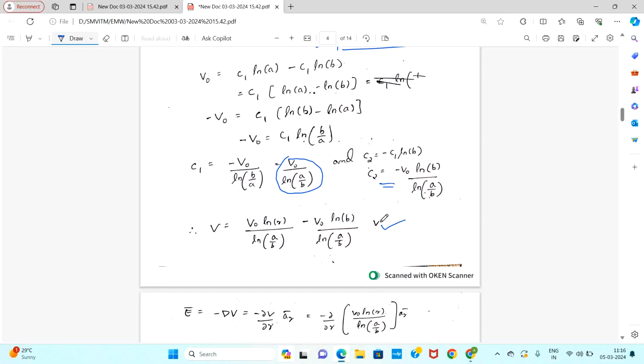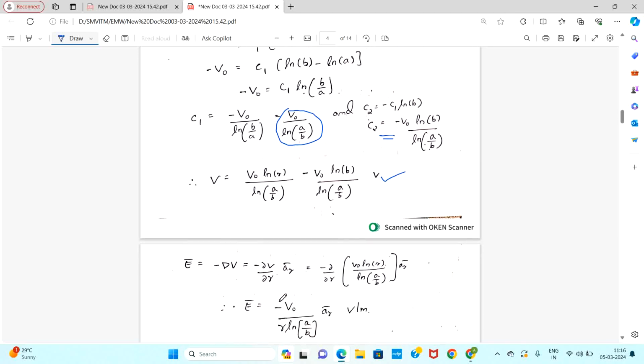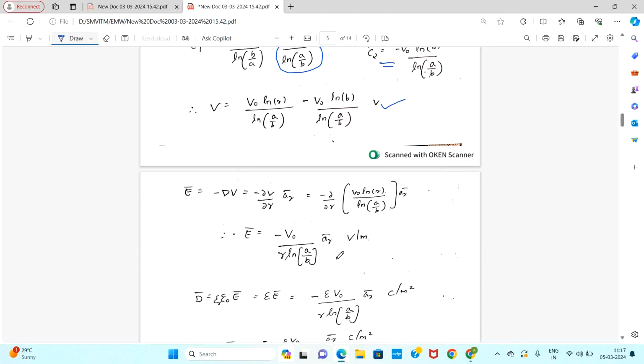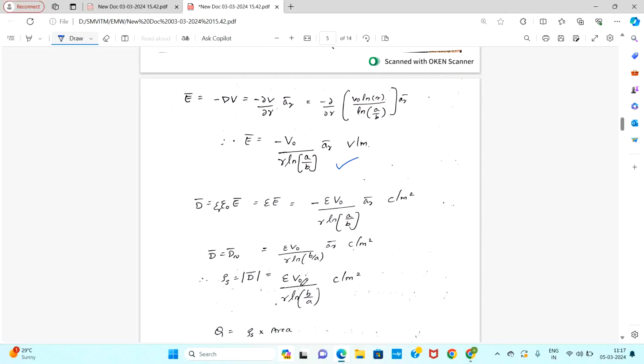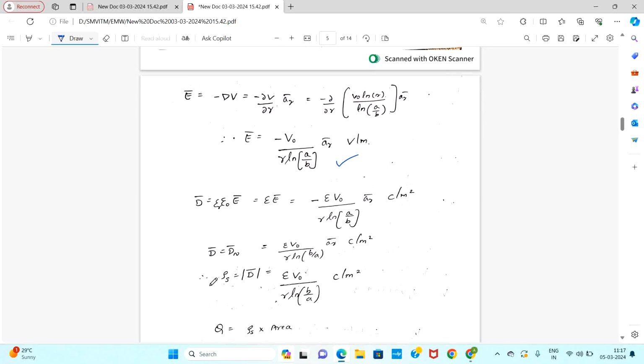Okay, and once you have the potential equation, the next thing is intensity, which is minus del V. So again, you have to use the gradient equation in cylindrical system with only the radius part. Substitute in place of V this equation, solve it, differentiate it, simplify it, and you will get the expression for E. And then D will be equal to epsilon into E. So just multiply by epsilon. They have not mentioned anything about free space here, so just keep epsilon as it is. And once you get the D value, the magnitude of that will be your surface charge density.